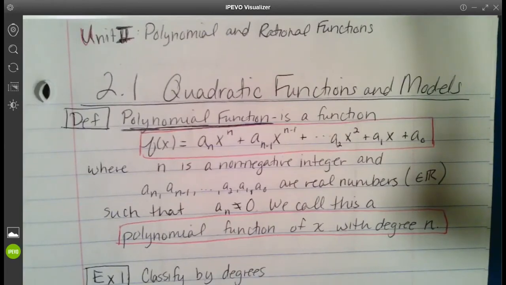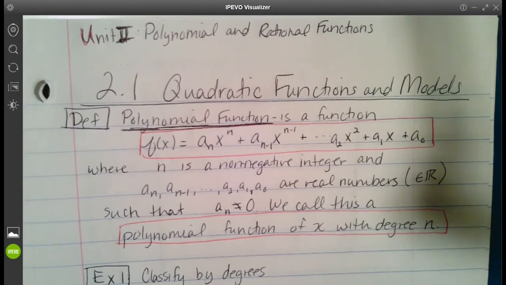All right, we're going to go ahead and start with our next unit, Unit 2, Polynomial and Rational Functions, beginning with 2.1, Quadratic Functions and Models. So first of all, we have this definition, which I'm sure you've seen, polynomial function.